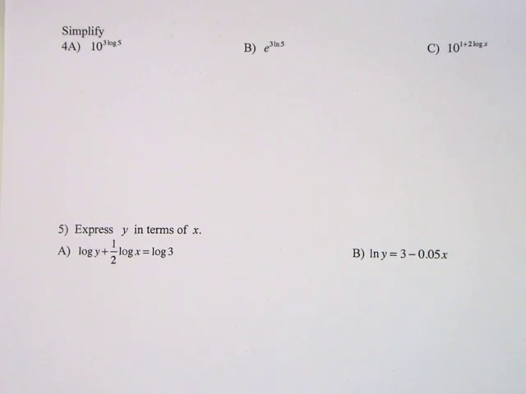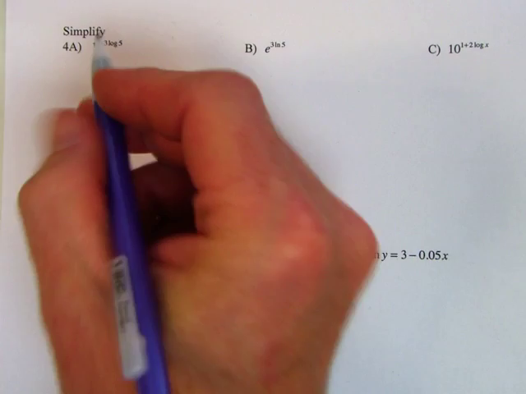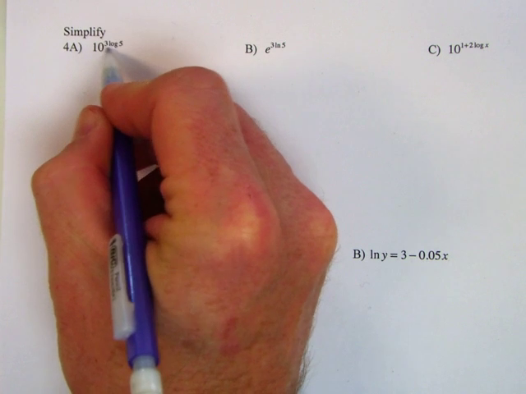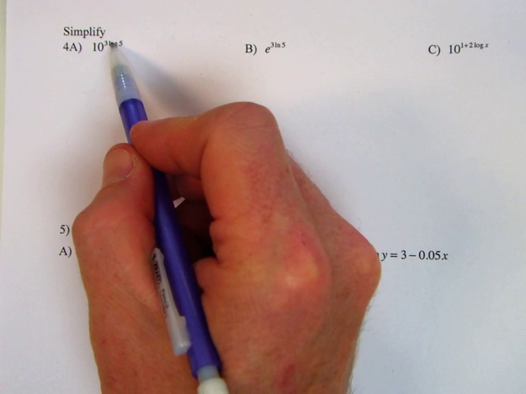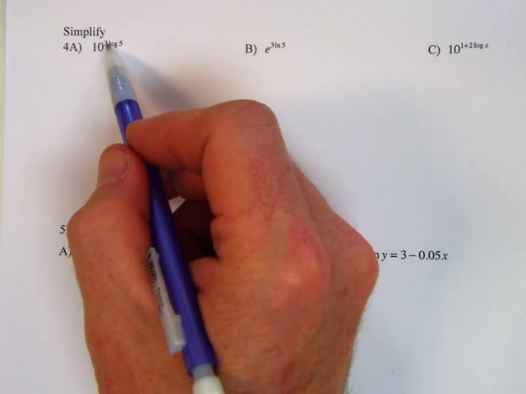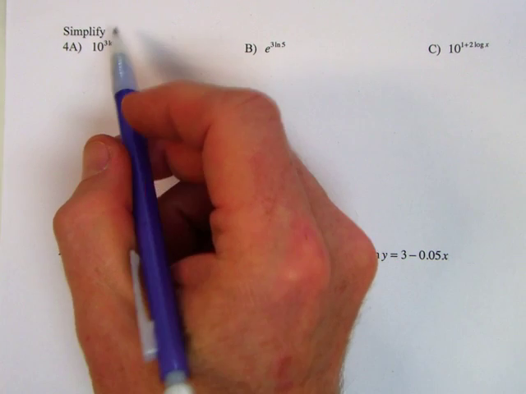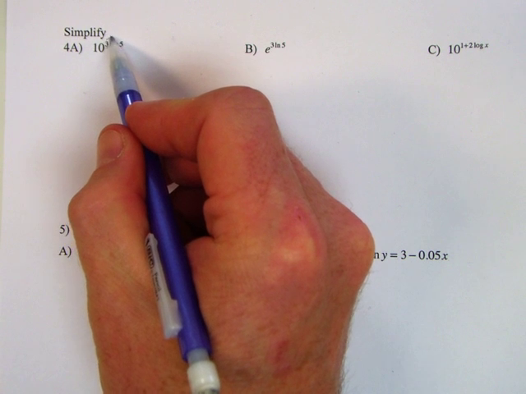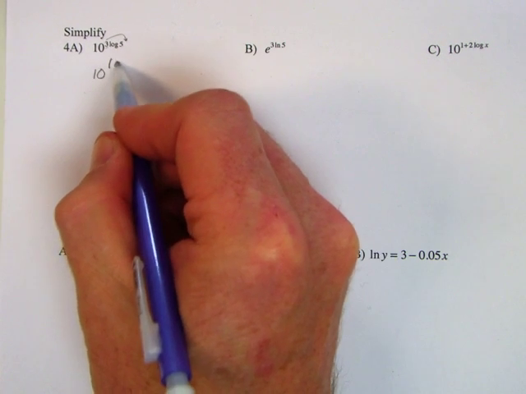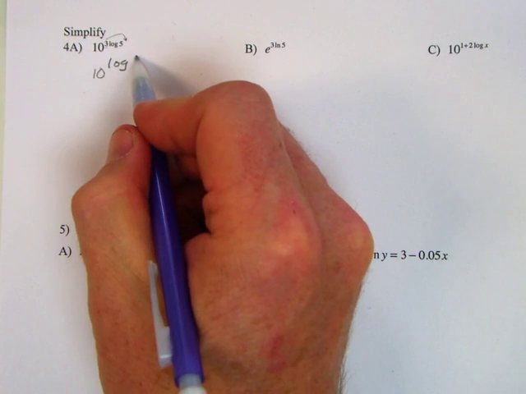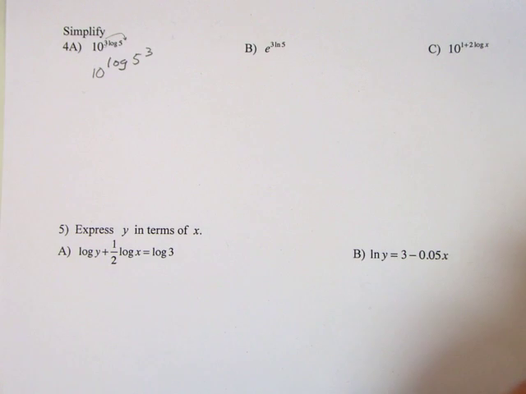All right, let's go to the next page. We have to simplify this stuff. Now we see this 3 there, and you can see it on your papers. So it's 10 to the 3 log of 5. That 3 is a coefficient of the log. It can go to the exponent. So this is 10 to the log of 5 cubed.